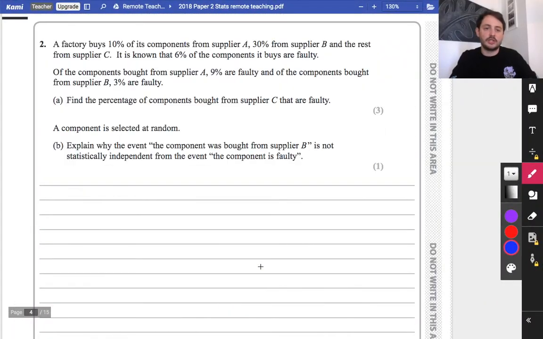Okay, question 2. A factory buys 10% of its components from supplier A, 30% from B, and the rest from supplier C. Well, as soon as I see that, I probably want to write something down.